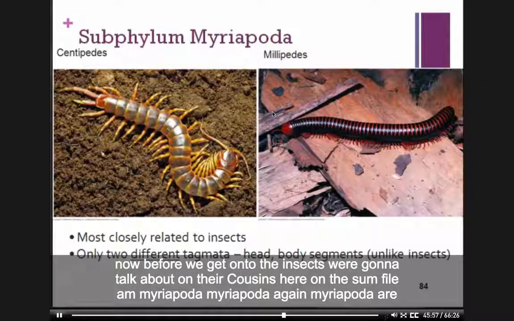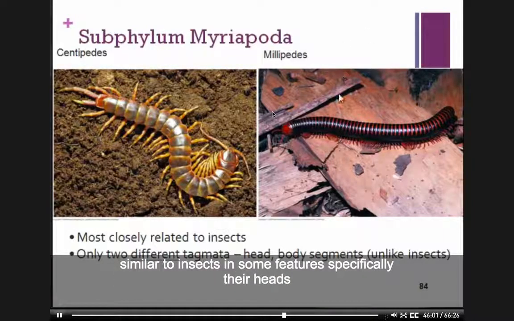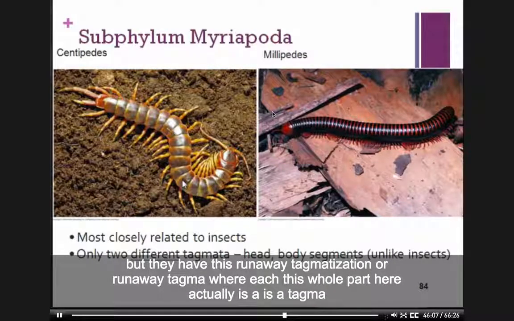Now, before we get on to the insects, we're going to talk about their cousins here, the subphylum Myriapoda. Myriapods are similar to insects in some features, specifically their heads, but they have this runaway tagmatization or runaway tagma, where this whole part here actually is a tagma.